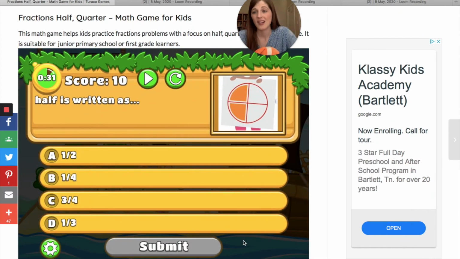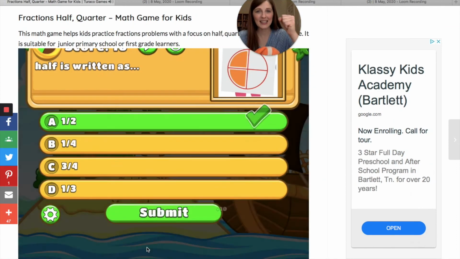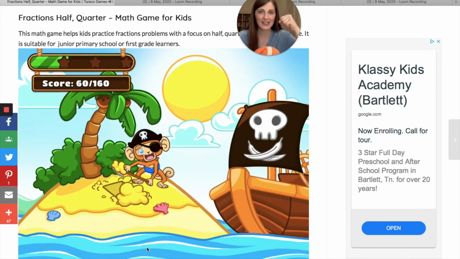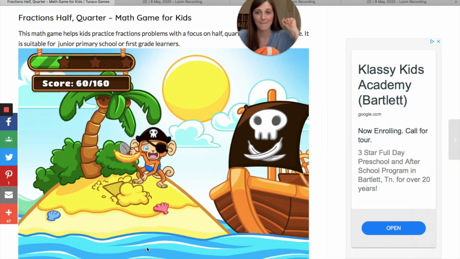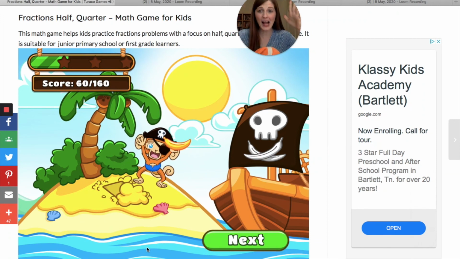Yes. Choose the correct answer. Okay. Now they're wanting to know, half is written as, is it written as 1/2, 1/4, 3/4, or 1/3? We know this one. 1/2. Yes. A banana!